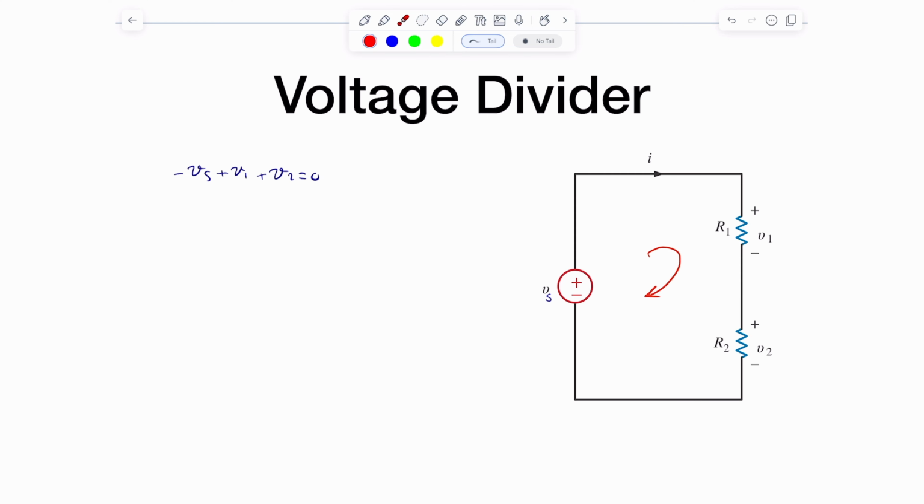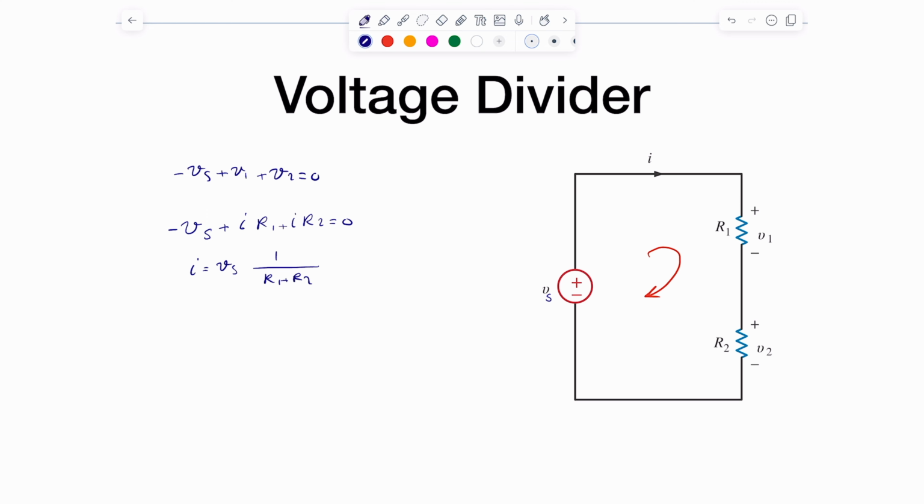But we know that the current going through all these elements is the same current, because they're connected in series. So I can apply Ohm's law using I on this one, and using I on this one. I can rearrange these terms, so that tells me negative Vs plus I R1 plus I R2 is simply 0. I can rearrange these terms just to figure out what I is. I will see that I is simply Vs divided by R1 plus R2. That's a little bit of algebra.